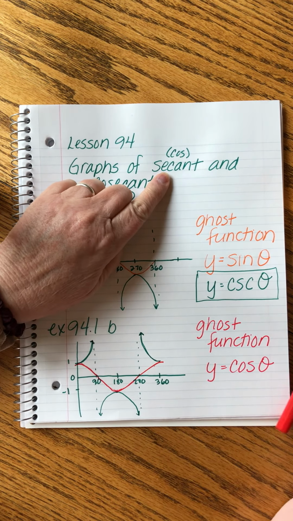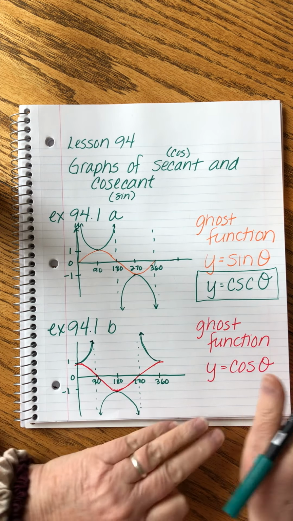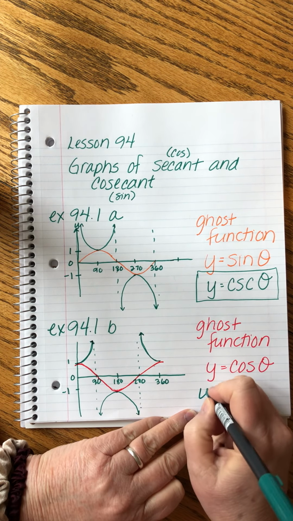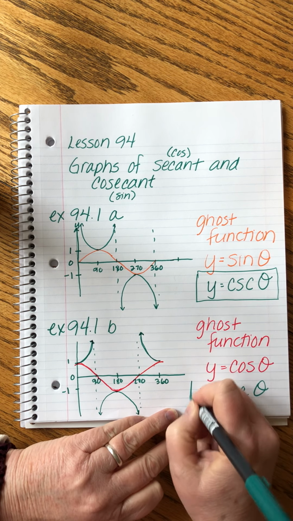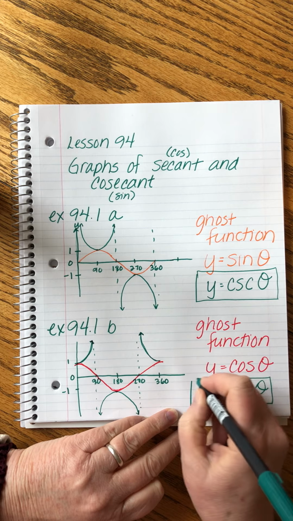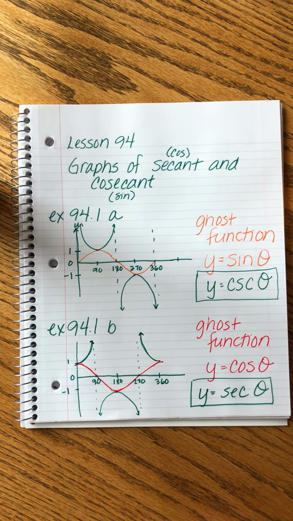Cosine is related to secant, and so that I know that this broken U thing, this is a secant graph. All right? You can recalculate that anytime you want, but here's a little trick.